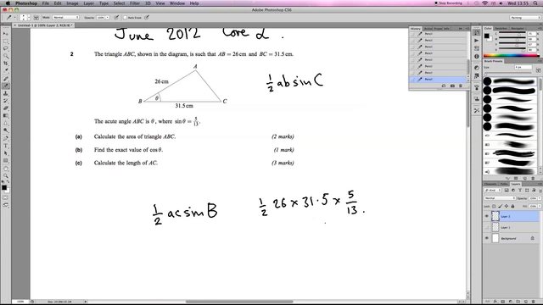So it's going to be 0.5 times 26 times 31.5 times 5 divided by 13. So let me double check. I think I typed it in right. So it's going to be 157.5 centimeters squared. Is it centimeters? Centimeters squared. So I'll say that's my area right there. It might not be, but hey.